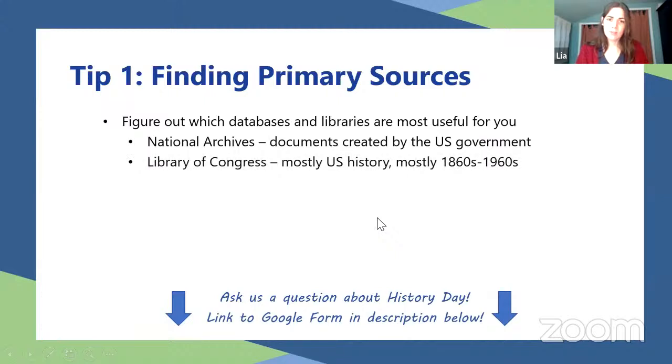Okay, so my next recommendation is the Library of Congress. And what are they known for? Well, again, it's going to be mostly US history with some exceptions. They do have some collections of world history documents. And the great majority of the documents they have are from between the 1860s and the 1960s. You will, of course, find some stuff from before the 1860s. What you'll find after the 1960s is really not so much.